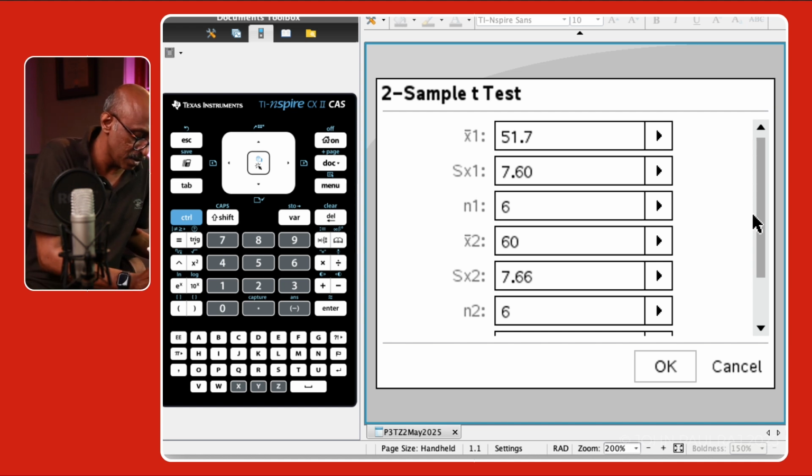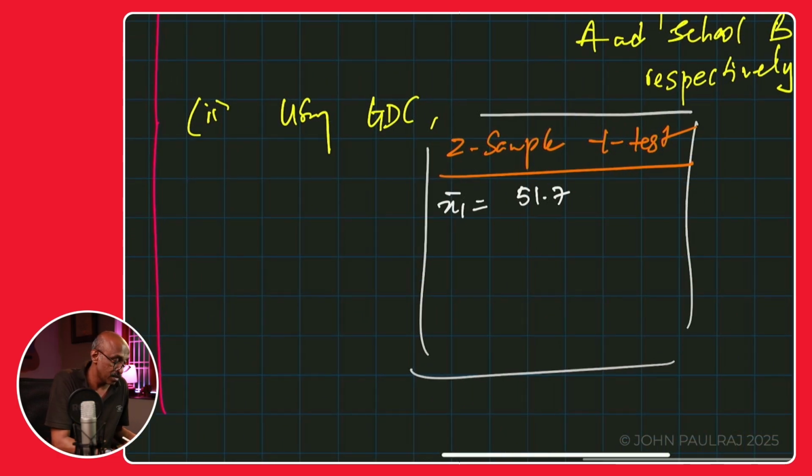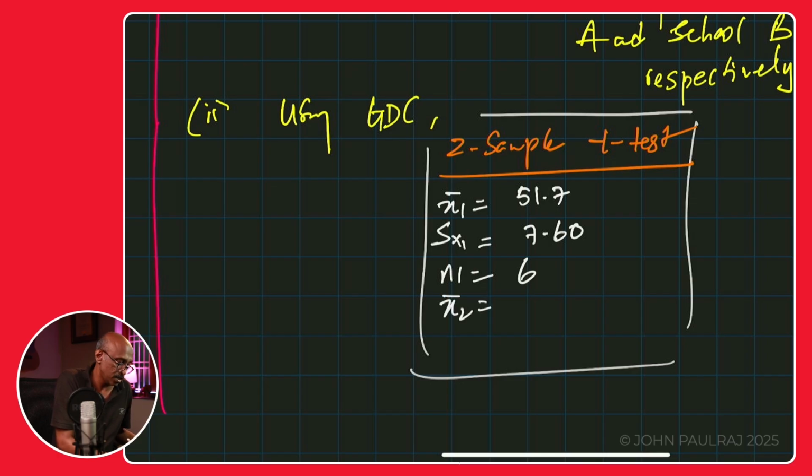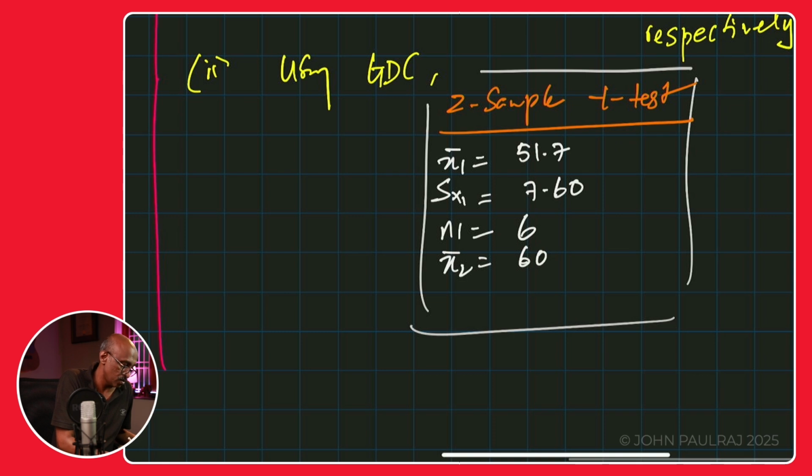Okay, so I'm just going to write in 2-sample t-test, and every input that goes along with it, x1 bar equals 51.7. So that you can see what I'm writing, I'm just going to show it to you quickly, exactly what was seen on the calculator screen. Sx1 equals 7.60, n1 is 6, then x2 bar is 60, and Sx2 is 7.66, and what do I have? n2 equals 6, and obviously you just scroll down a little bit.